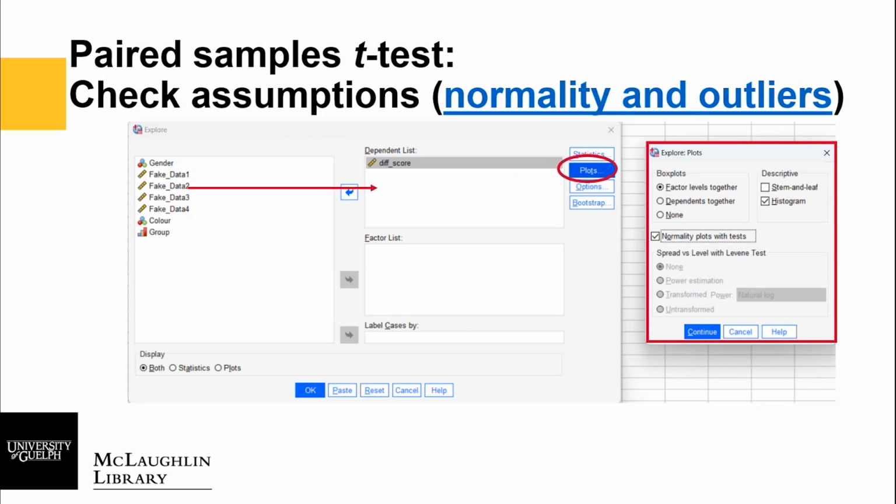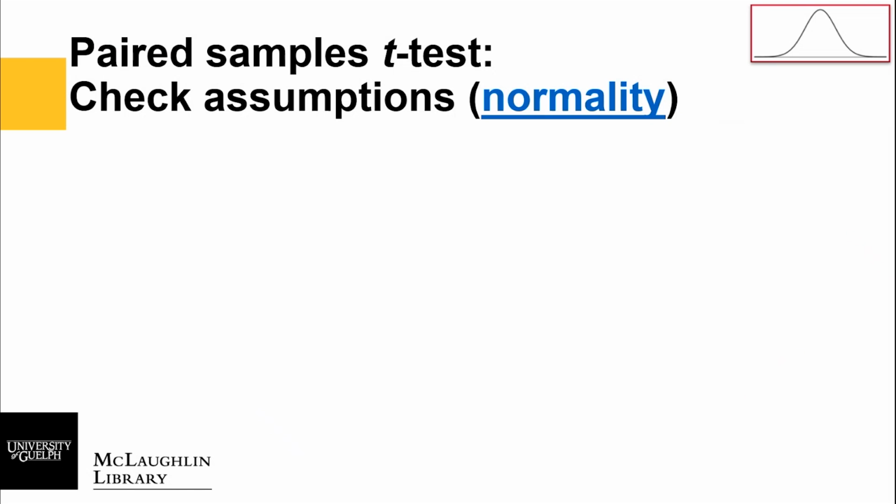There's a few choices you're going to want to make here. Under descriptive, you're going to uncheck stem and leaf. We don't really do those much anymore. You're going to check where it says histogram because you want to do some visual inspection. And importantly, you're also going to click where it says normality plots with tests. This one's key because this is going to give you a statistic. And when you've done all that, you click continue. That's all you need to do, so you can click OK, and that will run your normality and outlier checking in SPSS. If you have clicked those buttons, you will get some output.